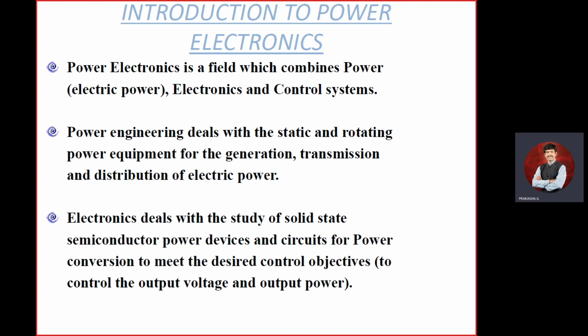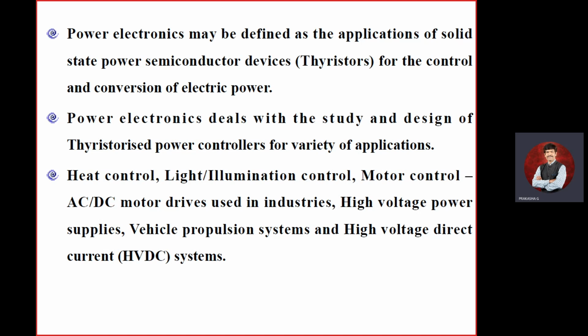So this is semiconductor devices, power generation, and circuits for power conversion. Power conversion is AC to DC, DC to AC. We are going to convert them. Control objectives: power electronics may be defined as the application of solid-state power semiconductor devices, purely called thyristors. That is the actual topic we have in our syllabus. Solid-state semiconductor devices are called thyristors, for the control and conversion of electric power.